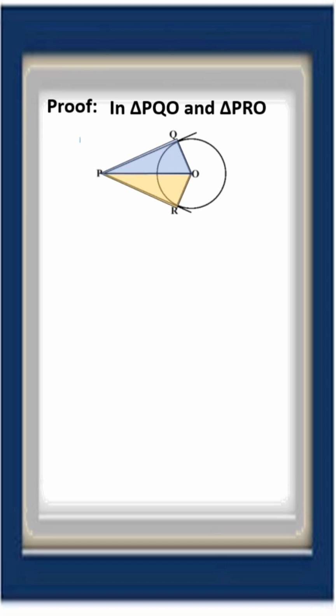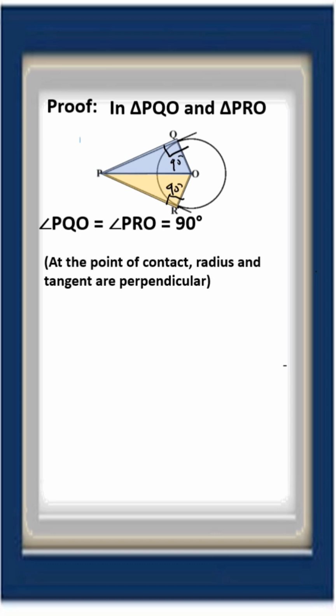Here angle PQO is equal to angle PRO, that is 90 degree. Why is it 90 degree? You know that at the point of contact, radius and tangent are perpendicular. OP is equal to OP, OP is common to both. OQ is equal to OR. Why? Radii of the same circle.